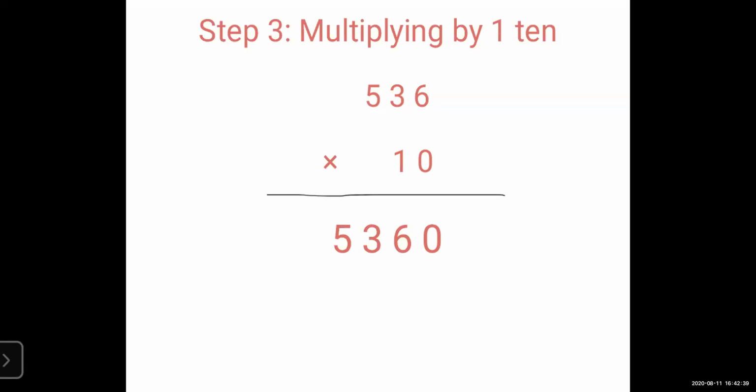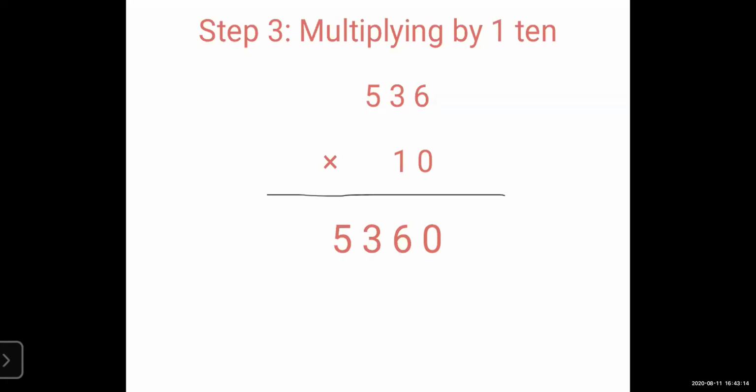Now multiply. Before multiplying, write the 0 at the units place in your answer. Okay, so we have written 0 here. Now multiply the remaining digits, that is 536 multiplied by 1. Now multiply. 6 ones are 6, 3 ones are 3, 5 ones are 5. Okay, it means 536 multiplied by 10 is equal to 5360. That is step 3.